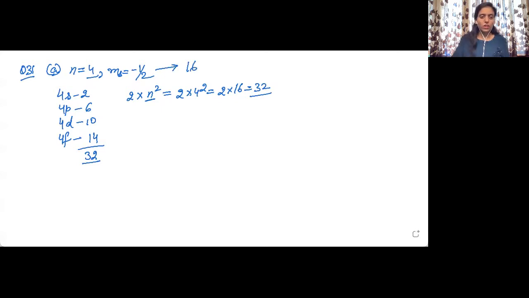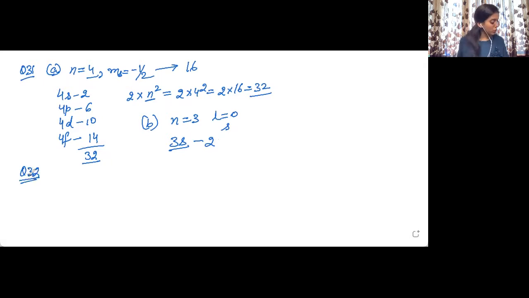Now let us move to the B part of this question. We have been given that n is equal to 3, that is the third shell, and l is equal to 0. When l is 0, we are talking about the s orbital. So in the 3s orbital, we need to tell how many electrons are possible. There will be 2 possible electrons. In this part, there is no condition for the spin quantum number. Now let us move to question number 32.